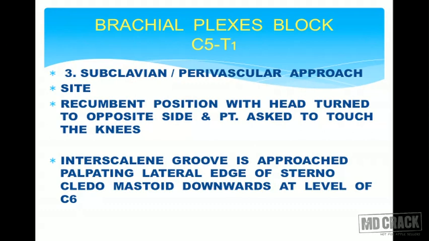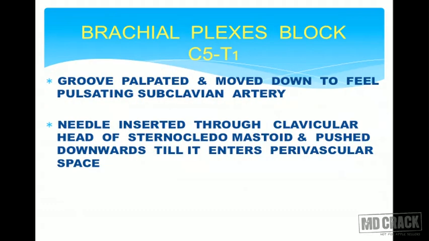So again I'll talk about the site. For the subclavian approach, it should be recumbent position with head turned to the opposite side, and the patient is asked to touch his knees. The interscalene groove is palpated along the lateral edge of sternocleidomastoid muscle downwards at the level of C6, that is at the level of cricoid cartilage. The groove is palpated and moved downwards to feel the subclavian artery.